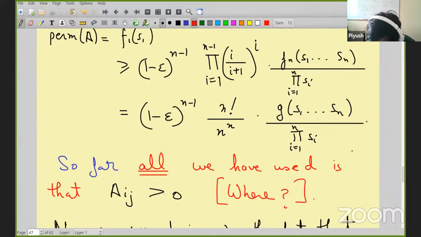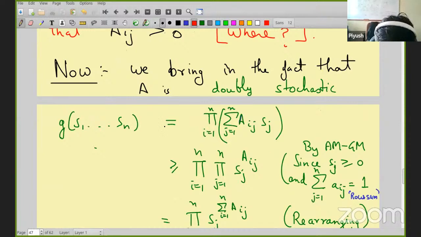So now we want to bound this term G(S1 to Sn). All we know is that the Si are positive. That's all. So G(S1 to Sn) is, by definition, this thing. Then you apply the AM-GM inequality to this. Remember that the summation of Aij over j is 1 because of row stochasticity. Row sums are 1. So you get this.